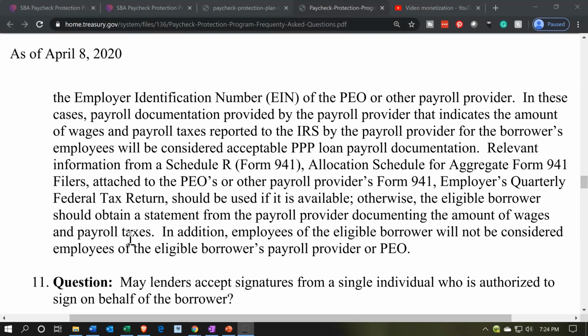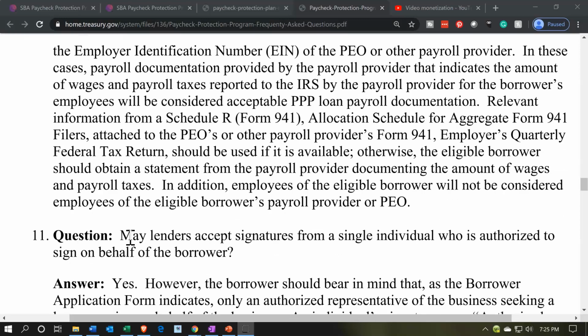Relevant information from a Schedule R, Form 941, Allocation Schedule for Aggregate Form 941 Filers, attached to the PEO's or other payroll provider's Form 941, Employer's Quarterly Federal Tax Return, should be used if it is available.